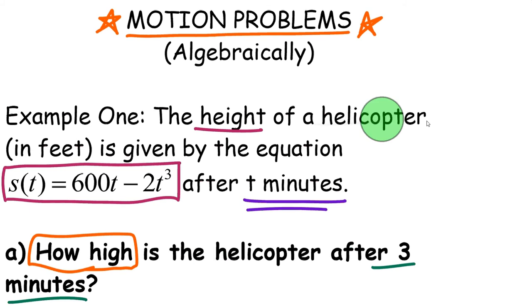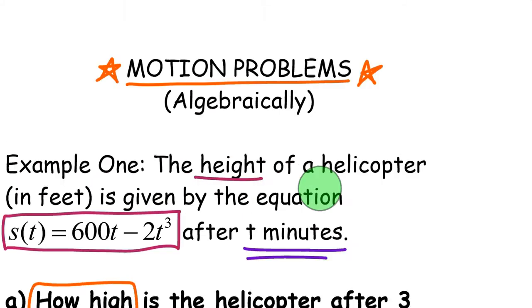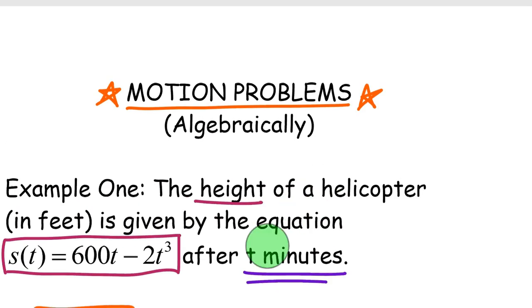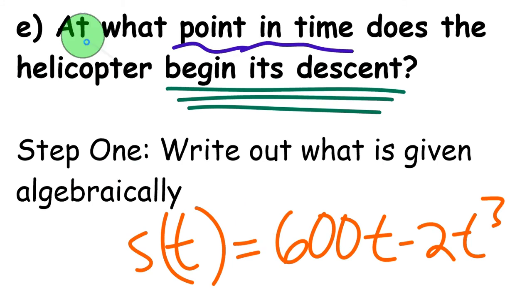The height of a helicopter in feet is given by the following equation. S of t equals 600t minus 2t cubed after t minutes. We're going to be asking a different question today, but we're going to be following the same steps. So let's read this question together. At what point in time does the helicopter begin its descent?